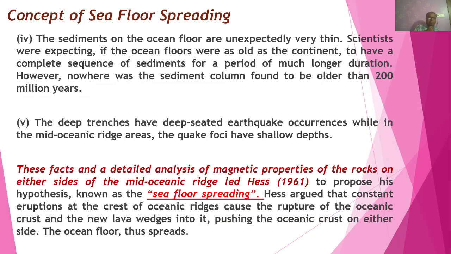Concept of seafloor spreading. The sediment on the ocean floor is unexpectedly very thin. Scientists were expecting, if the ocean floors were as old as the continents, to have a complete sequence of sediment for a period of much longer duration. However, nowhere was the sediment column found to be older than 200 million years. That means this is another proof that the ocean floor is very thin.